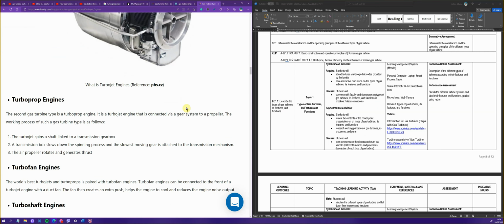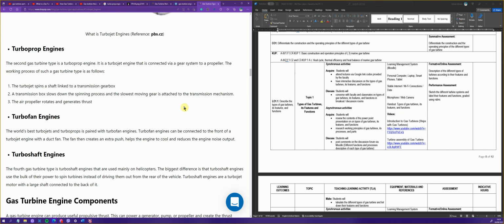So, yun yung turboprop. Ito, yung turbofan engines natin. Ito, world's best turbojets paired with turbofan engines. Ito, may duct fan lang siya. So, ang ginagawa lang nito, may dagdag siya na mas pressurized ngayon yung pagpasok ng hangin sa loob ng combustion chamber, ng compressor mo than your combustion chamber. More charged air meaning there's more fuel that you can burn. Mas malakas yung tulak. Itong fan, it also cools down.